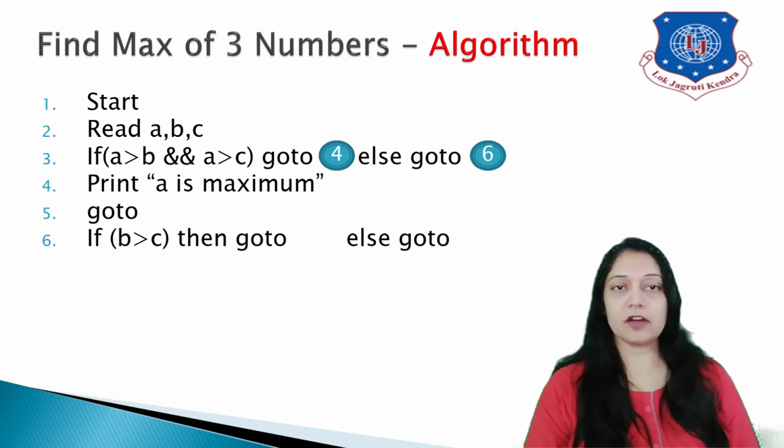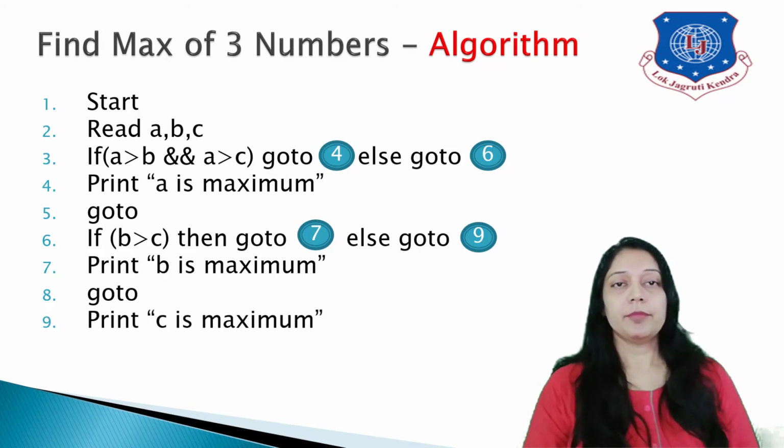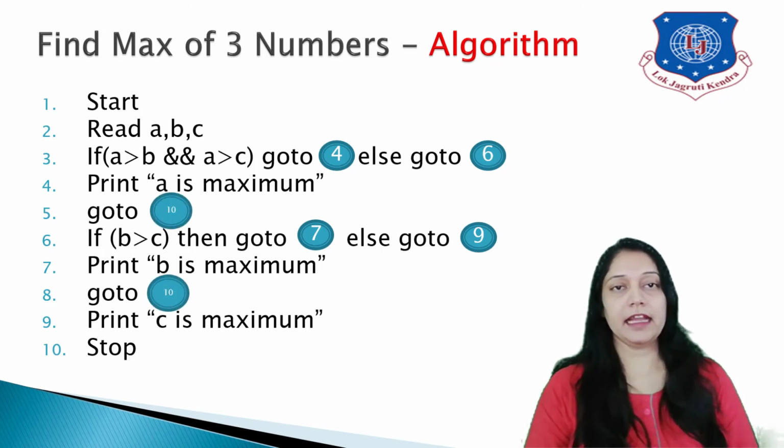Now A is out of the picture, so I have only two variables left, B and C. So I'll compare B and C. If B greater than C is true, then go to point number 7. What is 7? Print B is maximum, and then again I have to stop this part, so I'll use a go to statement in point number 8. But if the condition is false, then I'll go to point number 9. What is point 9? Print C is maximum, and afterwards I'll stop the program. Now I've got the point number of stop, it is 10. So this 10 I'll mention in points 5 and 8.